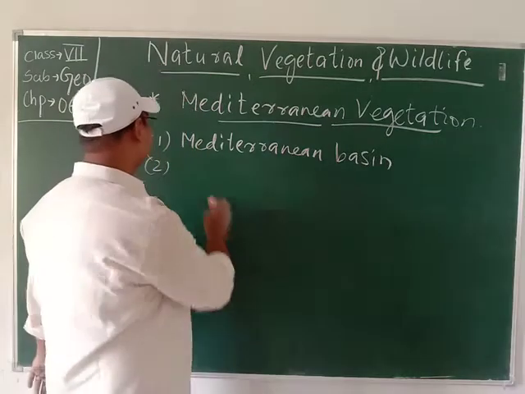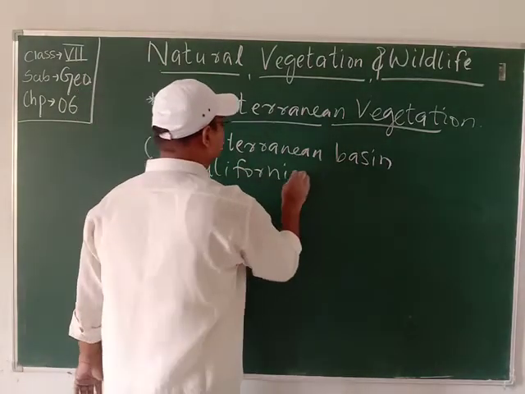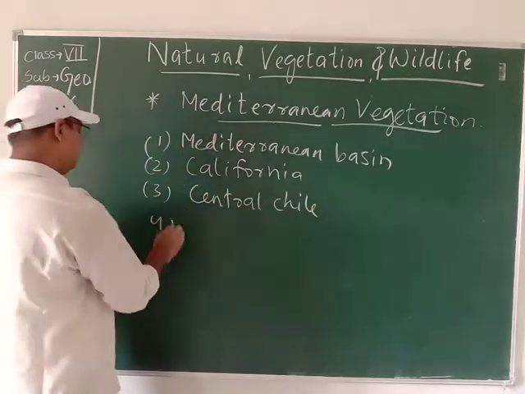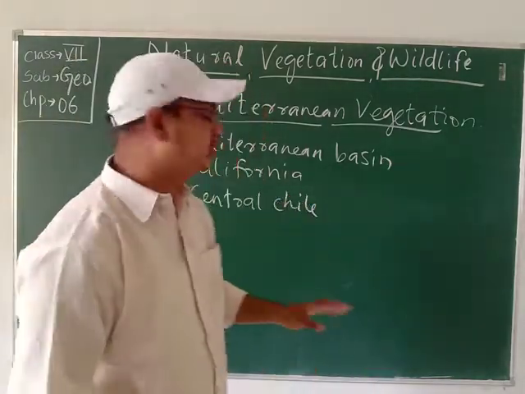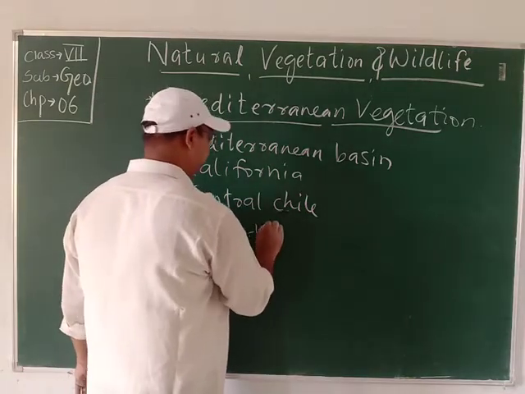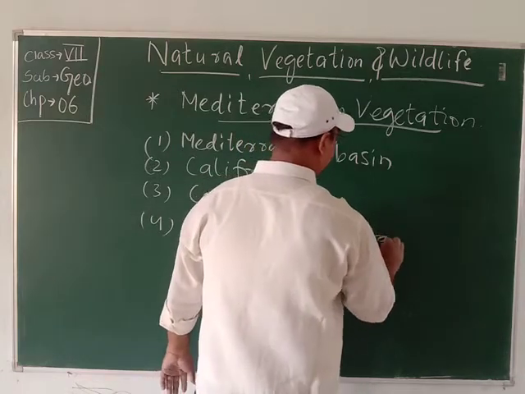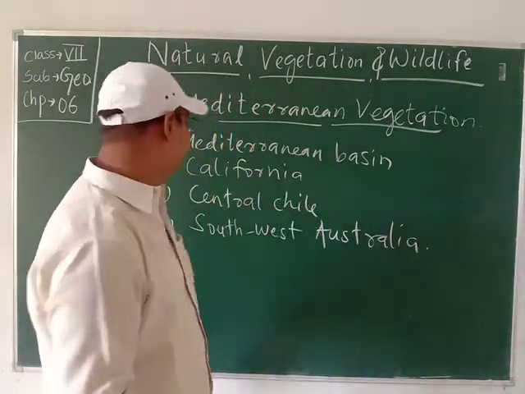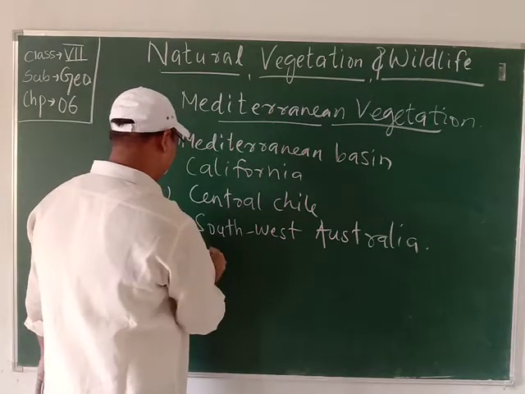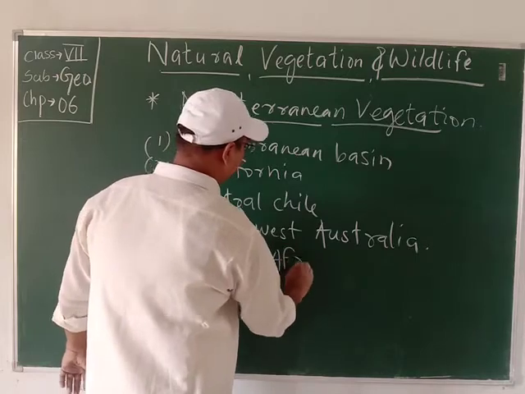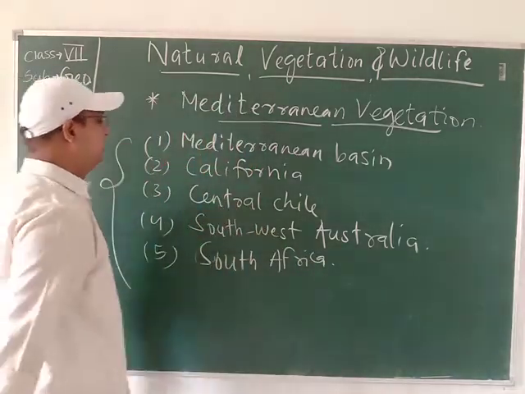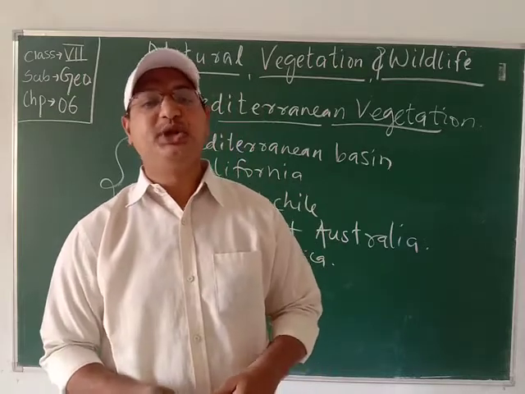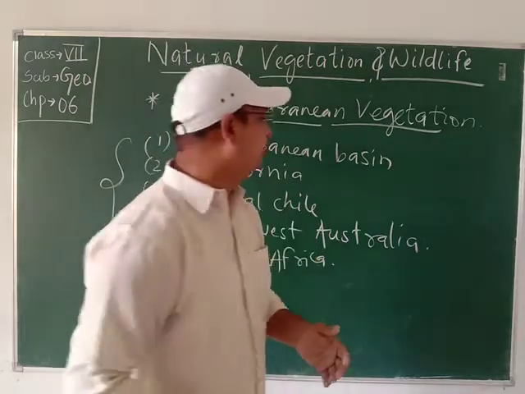Then California, central Chile. Then southwest Australia. And the fifth one is the Cape Province of South Africa. In these regions, the summer season is dry and rainfall occurs during the winter season. The average annual rainfall is up to 80 centimeters.